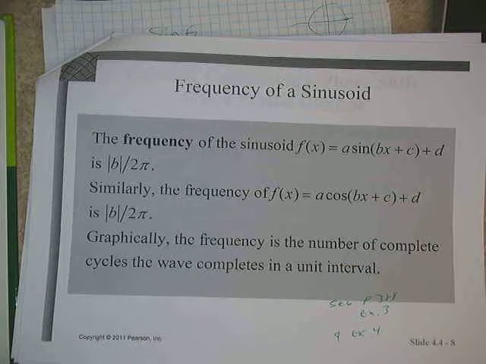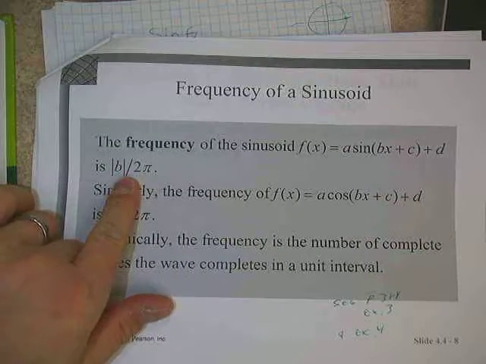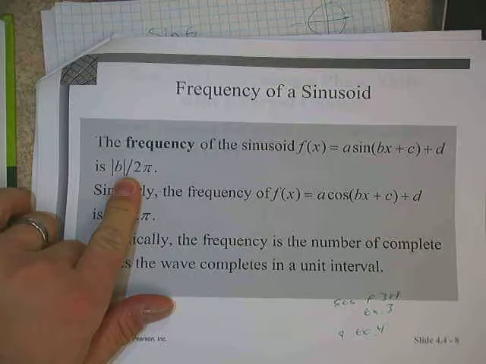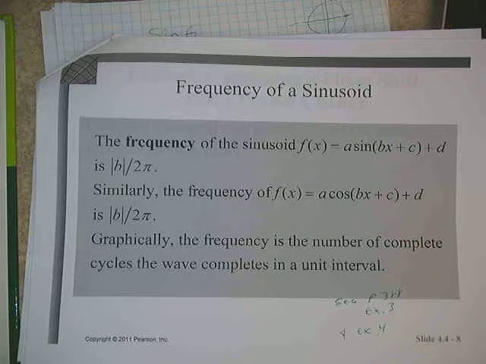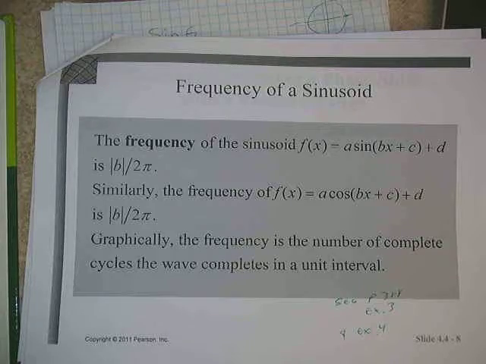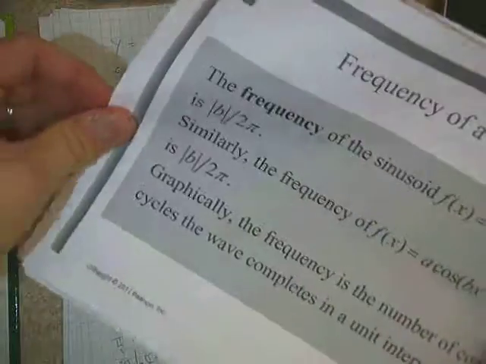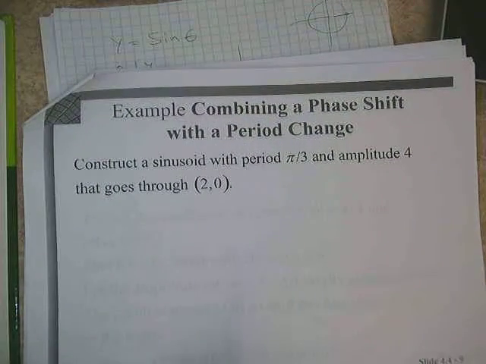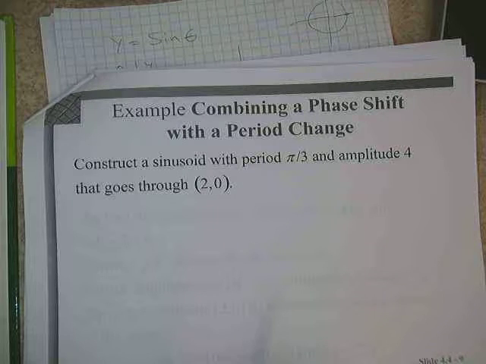There's one other fact that you're going to be asked about here in your homework, and that's the frequency of a sinusoid curve. The frequency is ultimately the number of complete cycles the wave completes in a unit interval. Notice that the frequency is just the reciprocal of the period. So if you know the period, you can find the frequency just by finding the reciprocal.